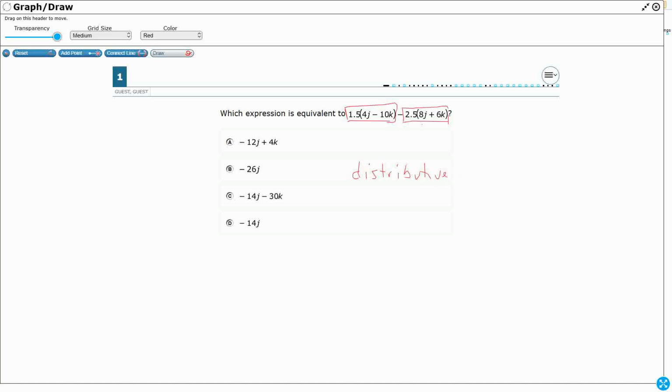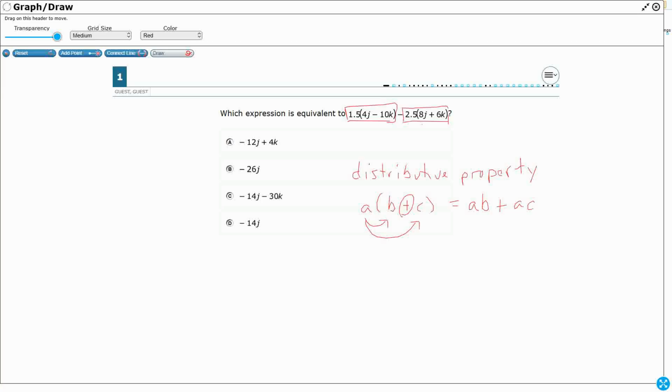And this is a property that we have been exposed to, at least in part, maybe not necessarily naming it, since the third grade. And it looks like this. A, and then if you multiply that by the quantity B plus C, when we distribute, we take this A and we multiply it to both, and then we keep that sign. So it looks like this. You multiply A times B, and you add the product of A times C. And so if we can do that, we can then combine like terms, because inside each of these terms here, we've got a j and a k. So we need to do something with those.